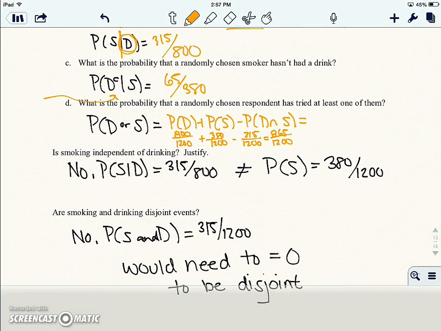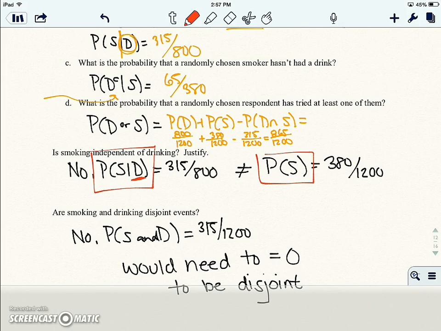Okay, now a couple of questions. Is smoking independent of drinking? No. If they're independent, the probability of smoking given drinking would be the same as just the probability of smoking, because the fact that you drink would have no influence on whether you also smoke. We know that's not true, because if you are a drinker, you may be more open to smoking, and vice versa. It's just the culture around smoking and drinking. If you go out with a bunch of people that do that, you might end up doing both behaviors. So the probabilities are a little different.